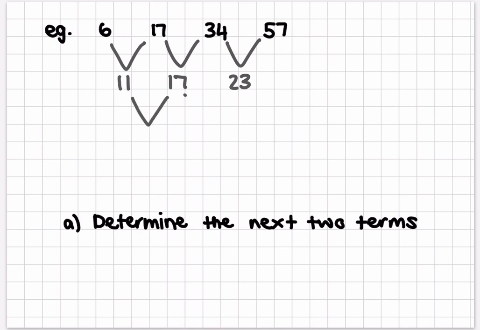So let's map this out again. The difference between 11 and 17 is 6. 17 and 23, also 6. So now we have a constant second difference.